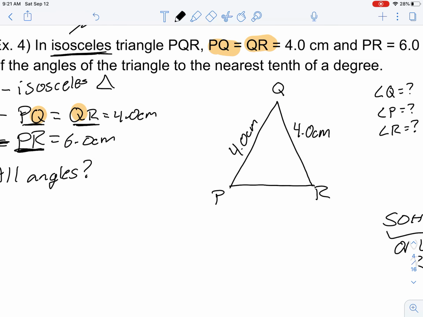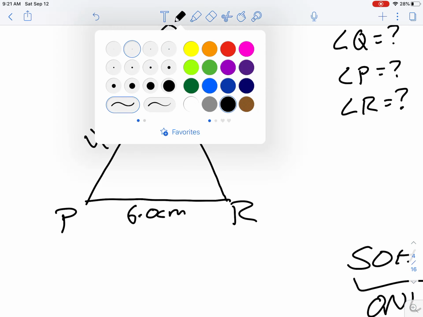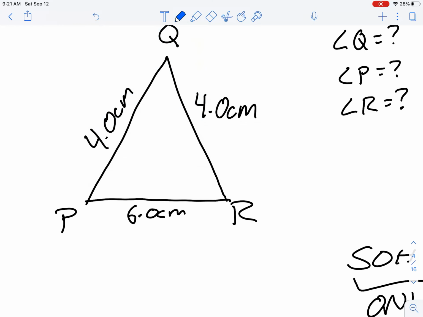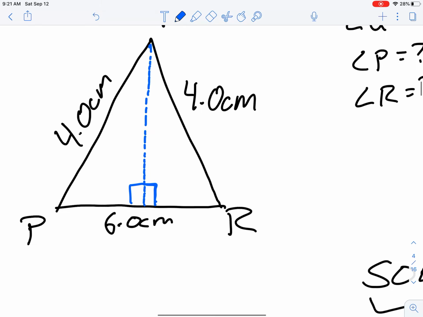So I'm going to draw PR and put in 6 centimeters just to remind myself. How could I make a right angle? Well, you could make a right angle by simply dropping a line down to the horizontal. And then you have made it so there's a right angle here and a right angle here. Okay. And now we're dealing with a right triangle. You just have to know your side lengths.